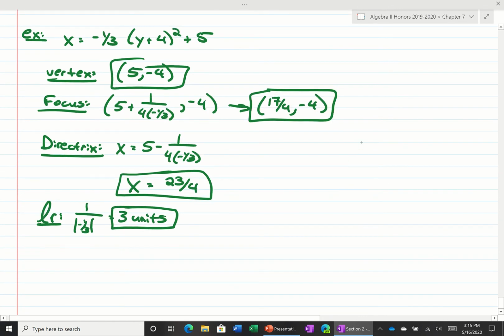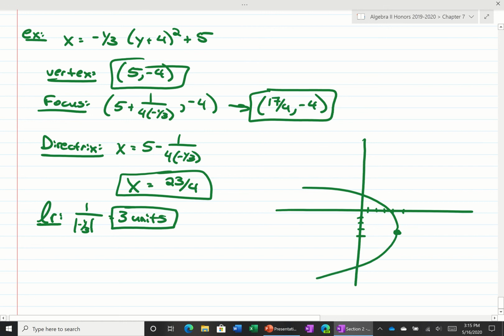The graph would look something like this. It's going to open up to the left. The directrix would be 23 over 4, so that's a little bit more than 5. The focus would be 17 over 4, that's a little less than 5.